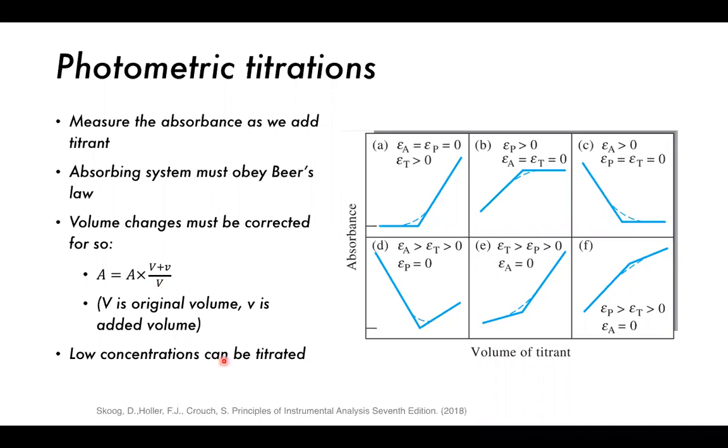And then low concentrations can be titrated here. So we can see here how the absorbance changes with the volume of titrant. For example, in this case, what's happening is that we're changing the system, and the absorbance is decreasing until we reach this point where we have our complete reaction. This is our end point, and then here is beyond our end point.